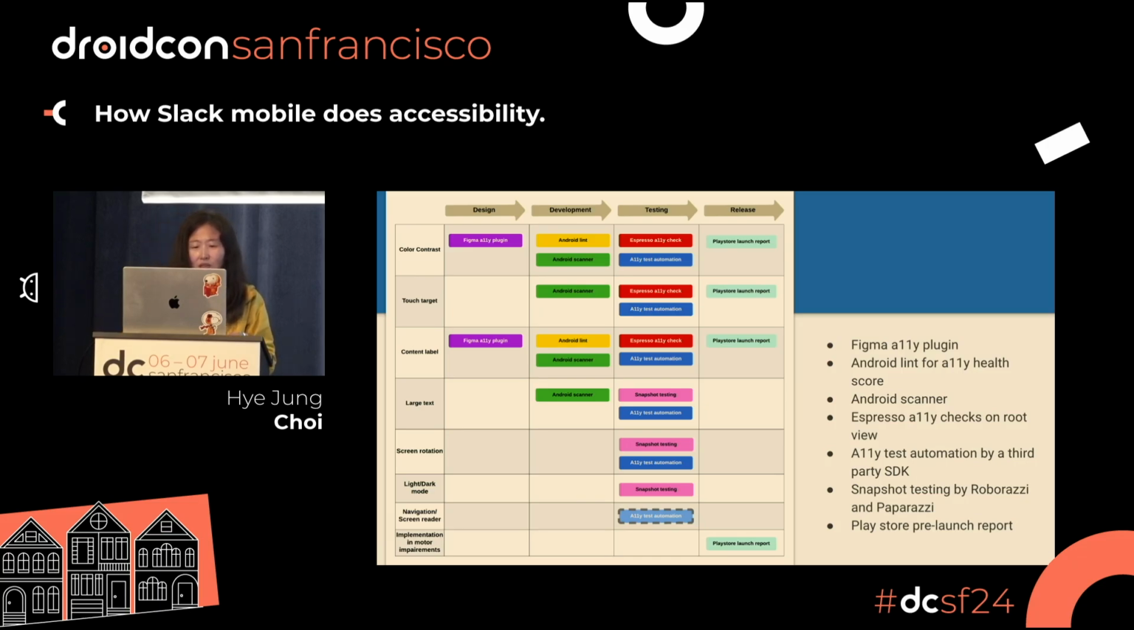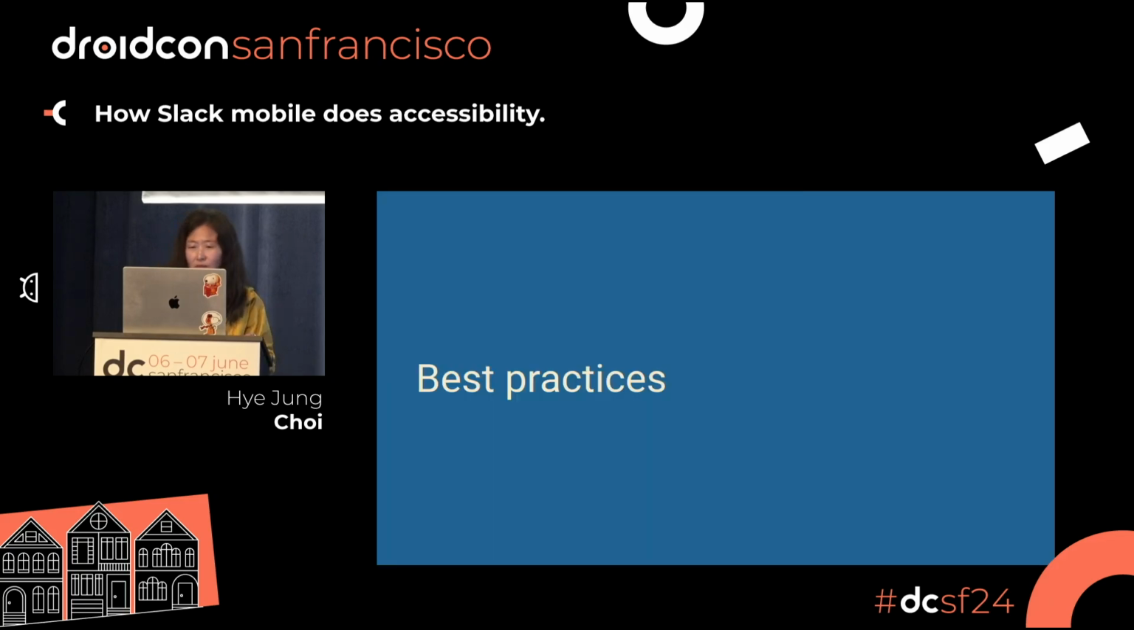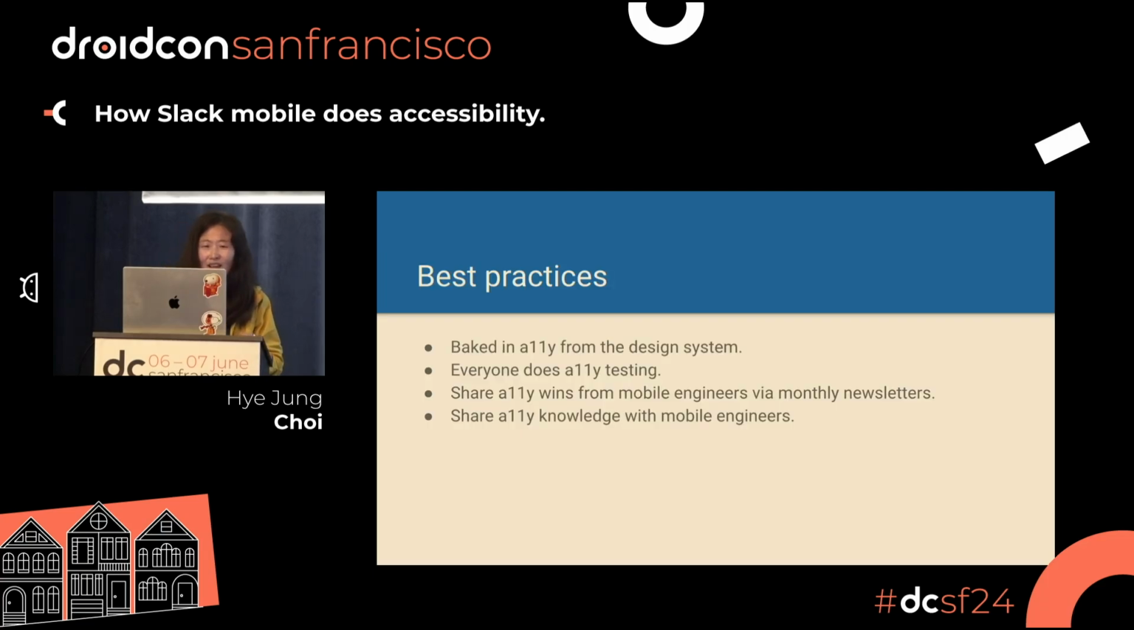During the release cycle, the Play Store pre-launch report is available. I personally don't check it regularly, but sometimes it reports something useful to take a look at. Best practices. I think I don't have much time, so I'll just be quick.